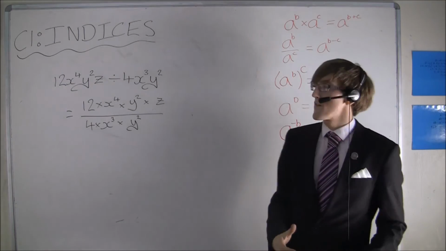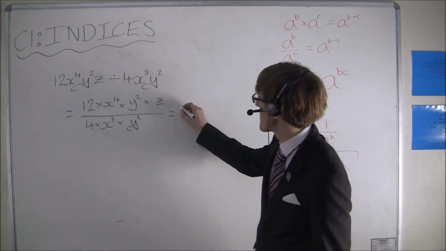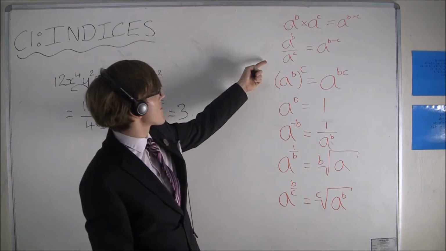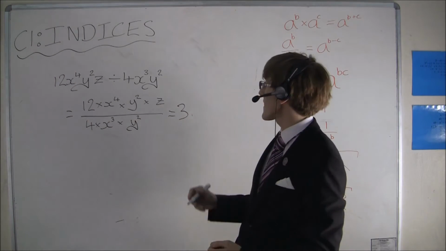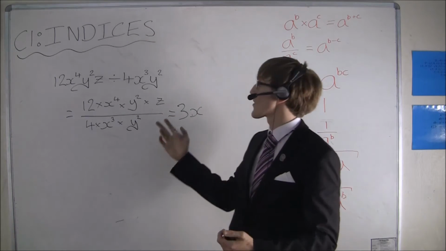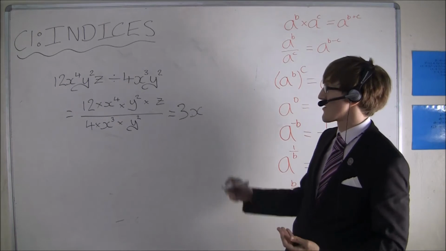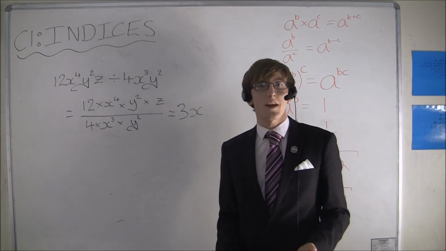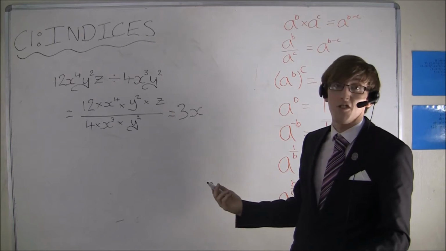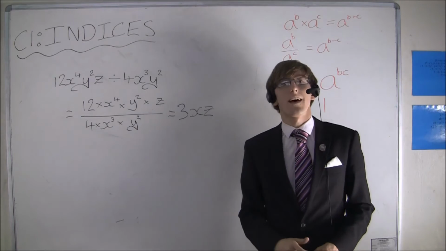So if we simplify this, we can see that 12 divided by 4 is just 3. Then we have x to the power of 4 divided by x cubed. Using our rule here, we can see that is just equal to x. And then here we have y squared divided by y squared, and anything divided by itself is 1, so that's just times 1. If we multiply by 1, it doesn't make any difference, so we can ignore it. And then we have z divided by 1, so that just stays as z. So our final answer is 3xz.